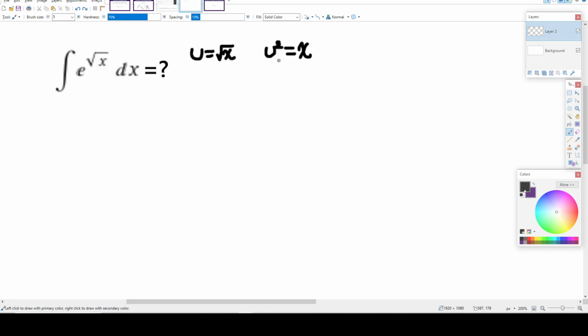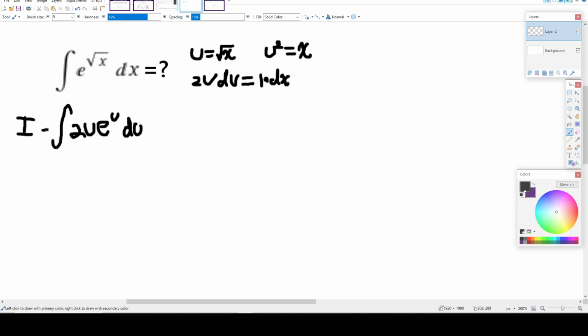when we take the derivative of both sides, what we're going to get is 2u du equals 1 times dx, which obviously is just dx. So now we can rewrite this integral as the integral of 2u times e to the u with respect to u. And I'm going to set this integral equal to I. I'm going to call this I.